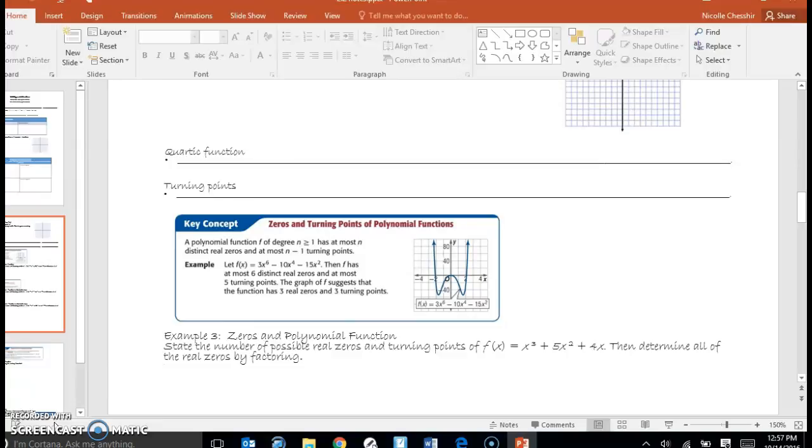And how many zeros can you have if you have a fourth degree function? At most you can have 4. The power determines the number of possible zeros. Kind of like when it's quadratic, when we factor it, at most x can equal 2 different numbers, and it has two zeros. Your zeros are where it crosses the x-axis. Sometimes they're also called roots.